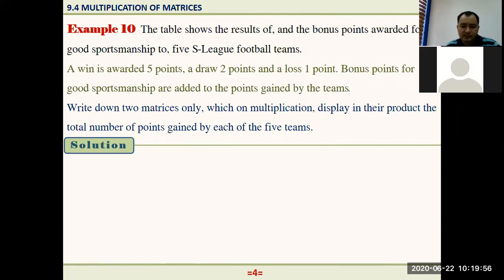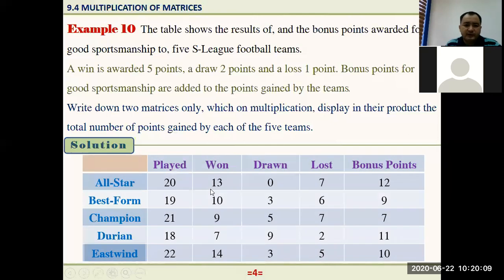Okay, let's continue with this example. Example 10 says that the table shows the results of, and the bonus points for good sportsmanship to 5 S-League football teams. We are talking about this table.